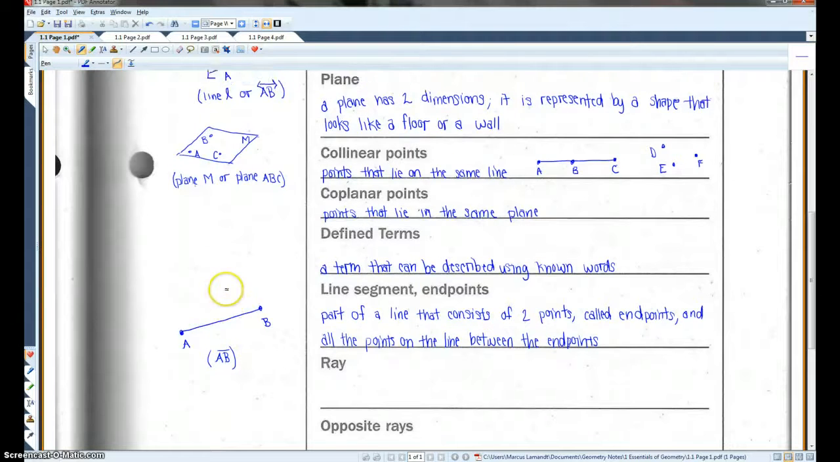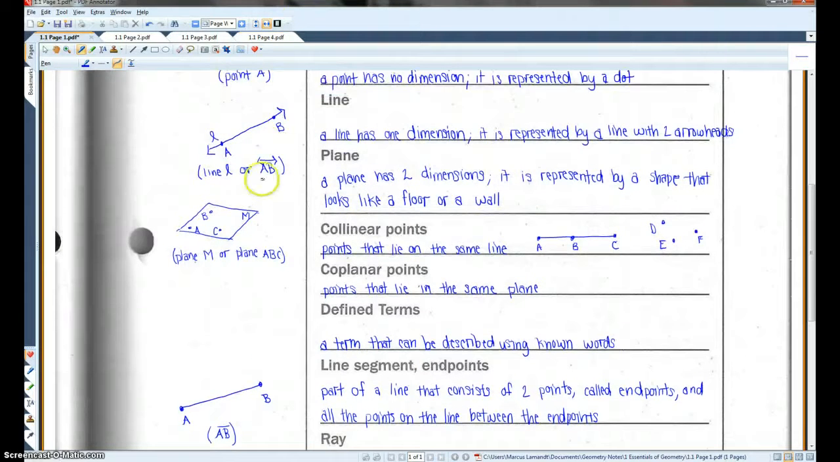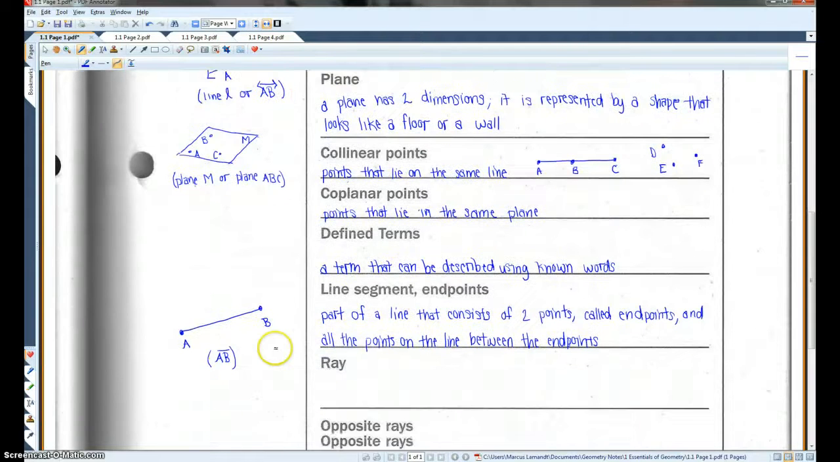Okay? And when you name a line, you have arrows over the name. So this would be line AB. When you name a segment, there are no arrows. It's just a regular old line.